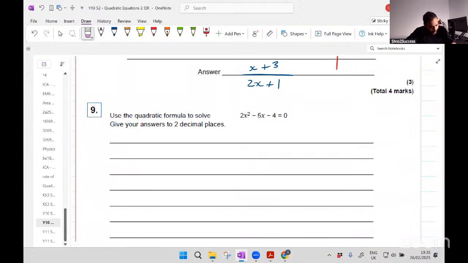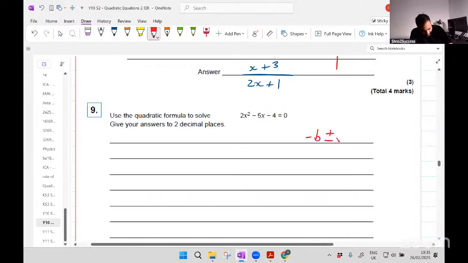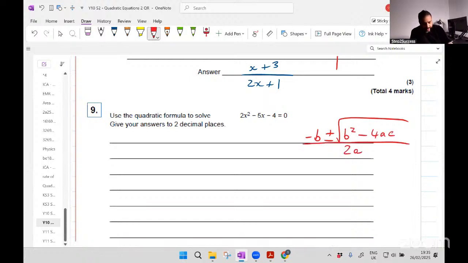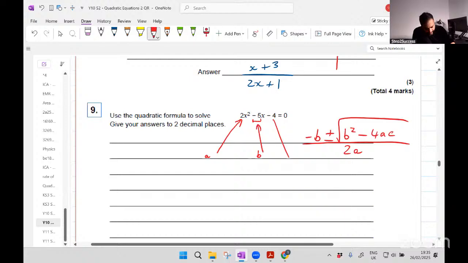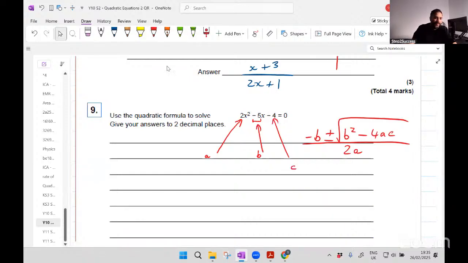Use the quadratic formula to solve this. So the quadratic formula, you should have, depending on whether you got it in the notes, but if not, you can Google what it is, because you always get given it, so you don't need to learn it. But it is minus b plus or minus the square root of b squared minus 4ac all over 2a, where a, b, and c represent numbers, and they represent the following. The A is the number in front of the x squared in a quadratic equation. The B is the number in front of the x in a quadratic equation. The C is the last number in a quadratic equation.